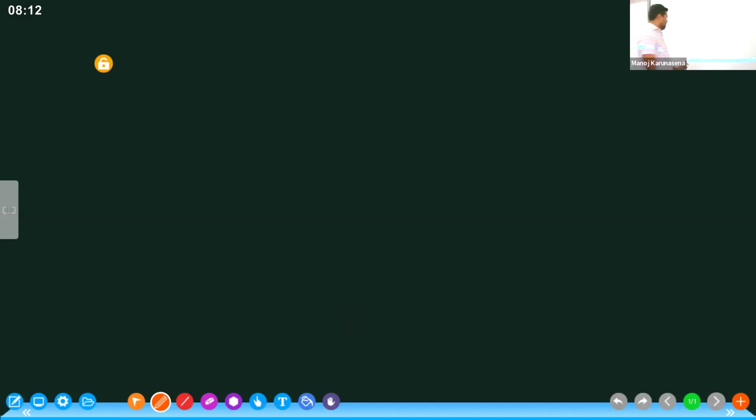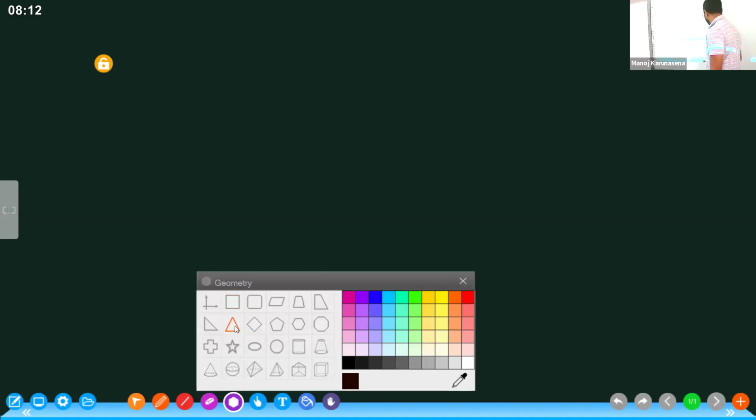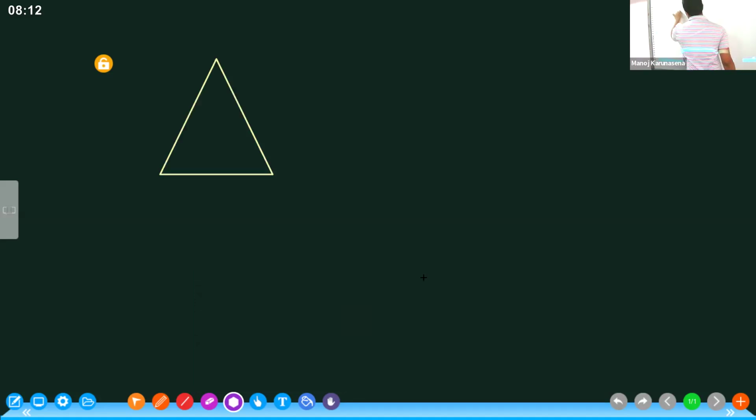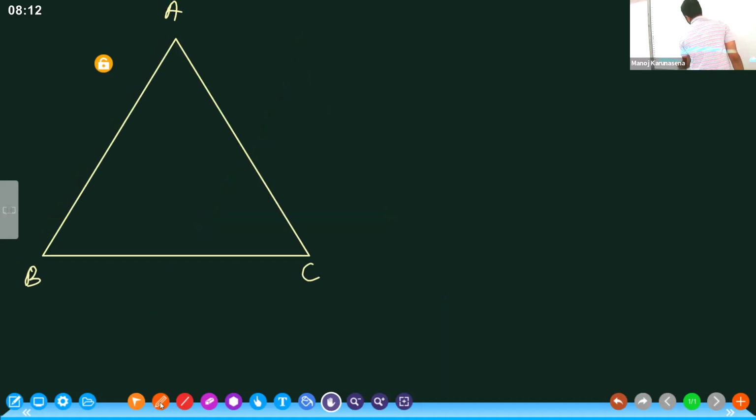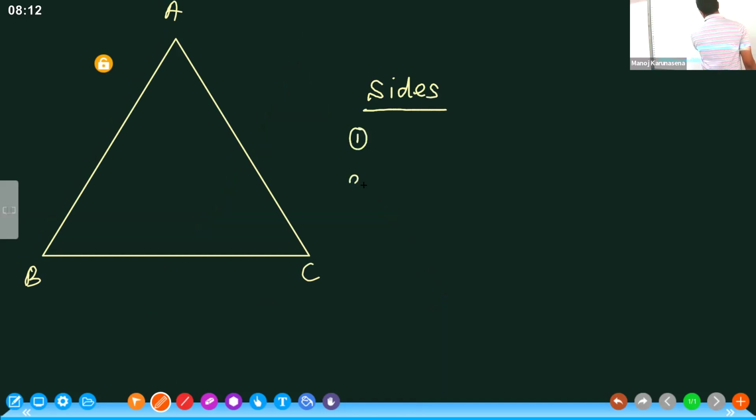Right. So it's clear that we are talking about triangles. Let's draw a triangle like this and let's name it triangle ABC. Now we know a triangle has sides and angles. So what are the sides of this triangle? Can you please name the sides of this triangle? How many sides are there? Yes, there are 3 sides.